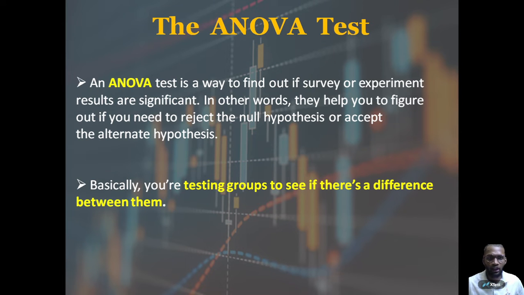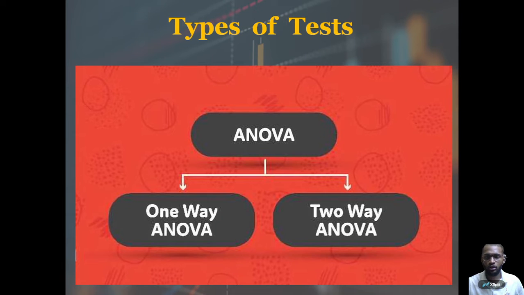An ANOVA test is a way to find out if survey or experiment results are significant. In other words, it helps you figure out if you need to reject the null hypothesis or accept the alternative hypothesis. Basically, you are testing groups to see if there is a difference between them. Now let's talk about how many types of ANOVA tests there are. There are two types of tests. In this particular lecture, we will be discussing only the one-way ANOVA.